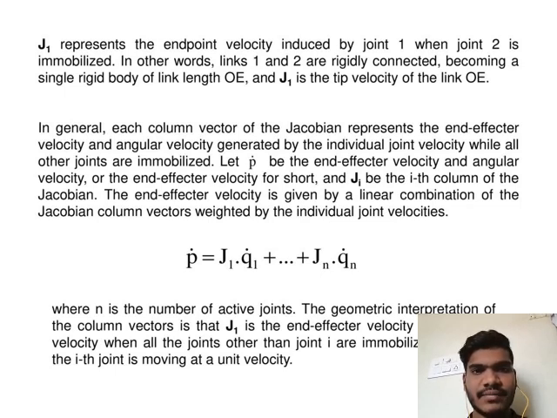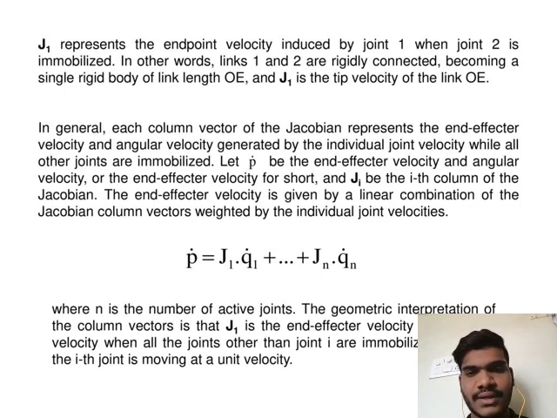J1 represents the endpoint velocity induced by joint 1 when joint 2 is immobilized. In other words, it is as if links 1 and 2 are rigidly connected, becoming a single rigid body of link length OE, and J1 is the tip velocity of link OE. In general, each column vector of the Jacobian represents the end effector velocity and angular velocity generated by the individual joint velocity, while all other joints are immobilized.